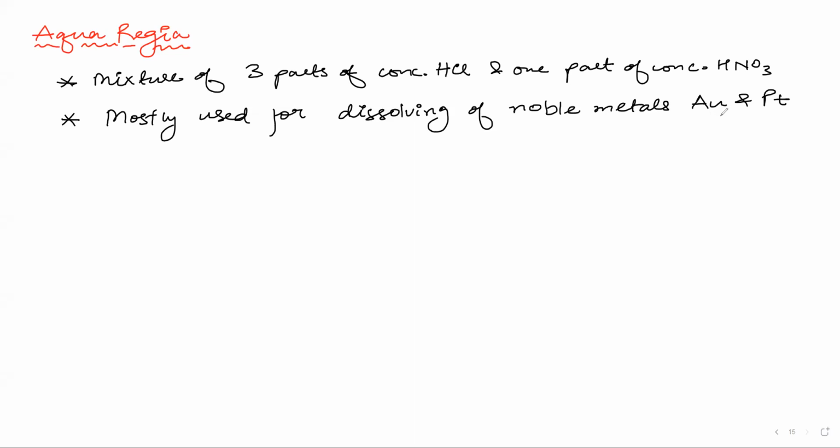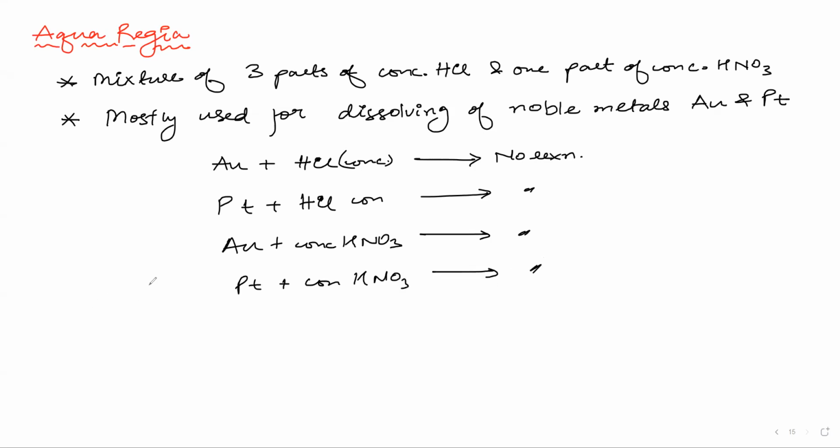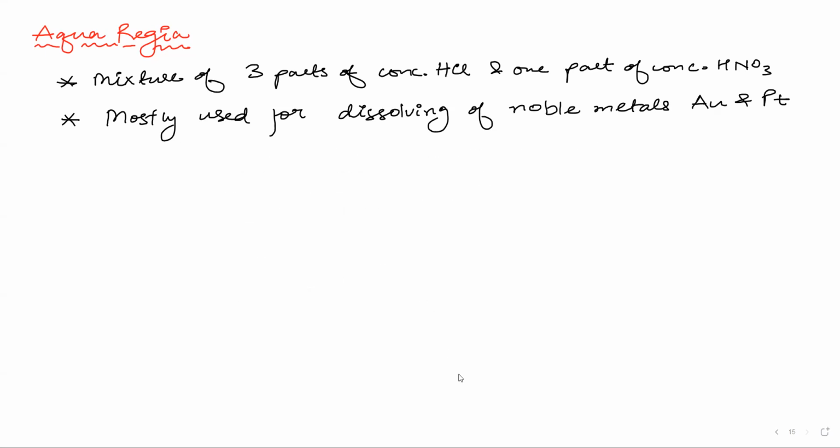Since you have seen, if you add Au plus concentrated HCl, there will be no reaction. If you have Pt plus concentrated HCl, no reaction. Au plus concentrated HNO3, you will again get no reaction. Platinum plus concentrated HNO3, you will get no reaction. That is why, to dissolve these things, we use aqua regia. Now please remember these 2 points.